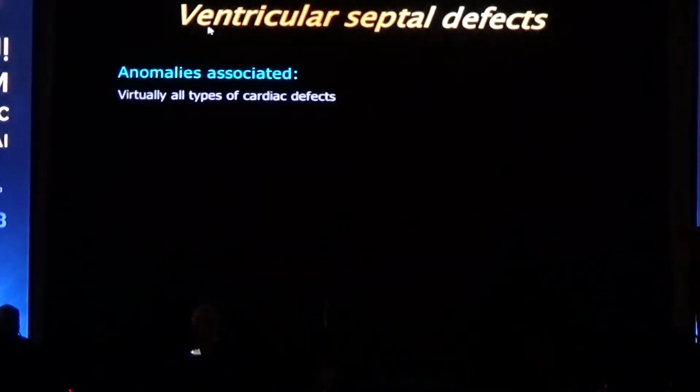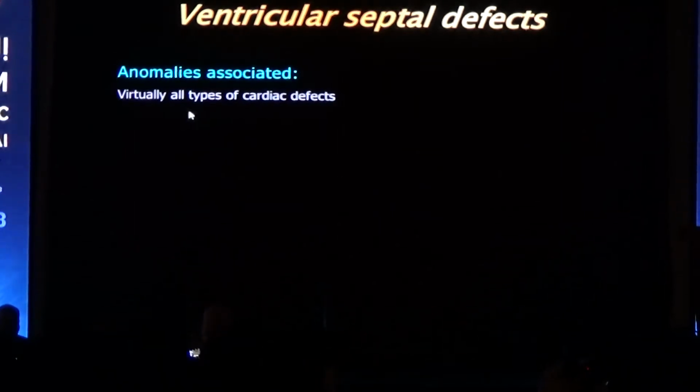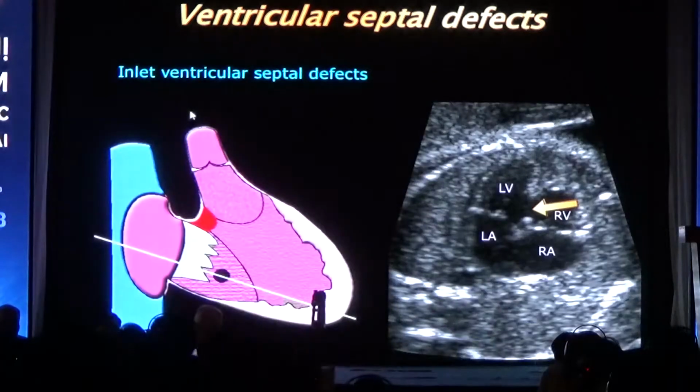Now, ventricular septal defects are extremely common, so they're essentially associated with everything else. They are not the kind of thing where you say, oh, I have a ventricular septal defect, so what else should I be looking for? You should be looking at the entire baby, not only the heart, but the rest of the baby, because they have association with aneuploidy.